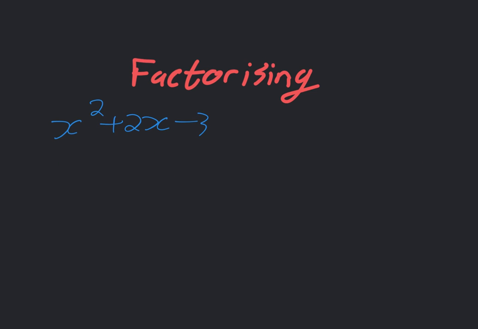Alright, so this one's going to be a little bit different, reason being because we have a negative here. So what we're going to be doing is finding a plus b again, it's going to give us 2, but our a times b has to give us negative 3. That negative is very important. So what are the factors of 3?